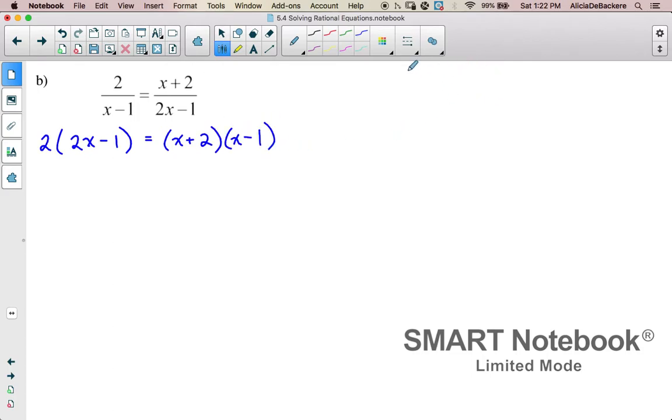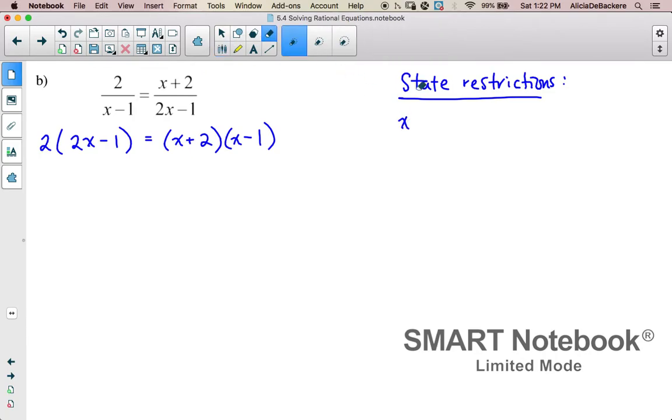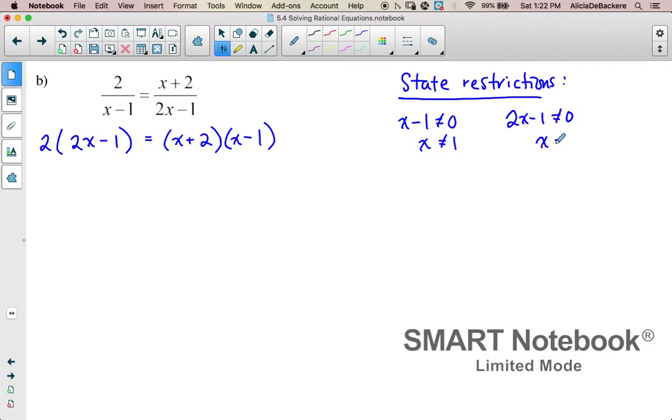Again, if you're like me and you're afraid you're going to forget restrictions, do it now. I just get so excited about my solutions that I forget to go back. For my restrictions, I have to make sure that neither one of my denominators equals 0. So you can start by just writing those down and then solving each one. And I'm okay when they're simple like this. If you want to go right to the restriction, that's fine.